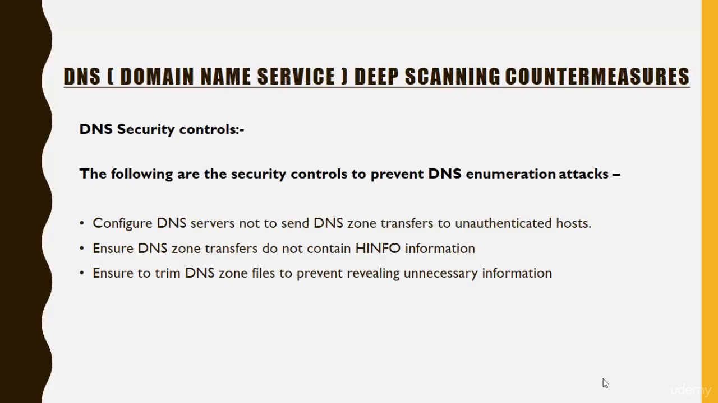Next, how will you prevent it if somebody is doing DNS deep scanning in your network? The following are the security controls to prevent DNS enumeration attacks. Configure DNS servers not to send DNS zone transfers to unauthenticated hosts. Ensure DNS zone transfers do not contain information like host network information. Ensure to trim DNS zone files to prevent revealing unnecessary information.